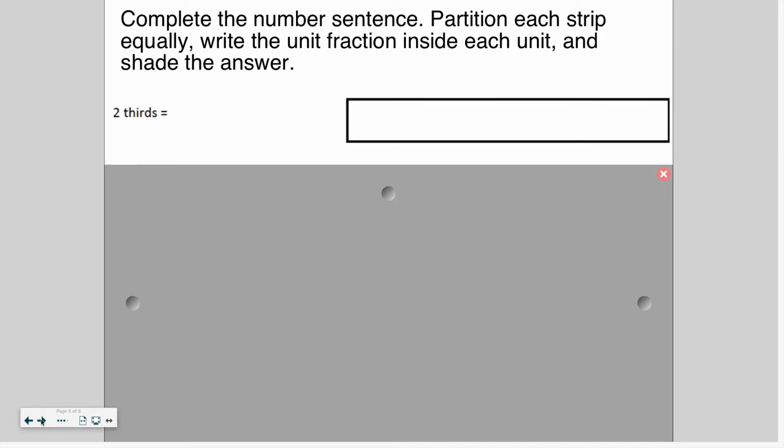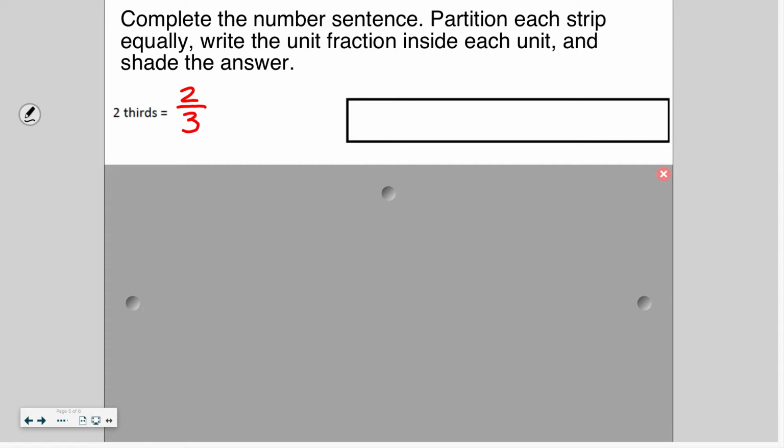Complete the number sentence, partition each strip equally, write the unit fraction inside each unit, and shade the answer. So there's a few steps there, and we're going to do each one by one. First, complete the number sentence. Well, 2/3, I want to write this. Right now it's in word form. I want to write it in fraction form, or this is in unit form. So 2/3 would be written as 2/3, 2 the numerator, thirds the denominator.